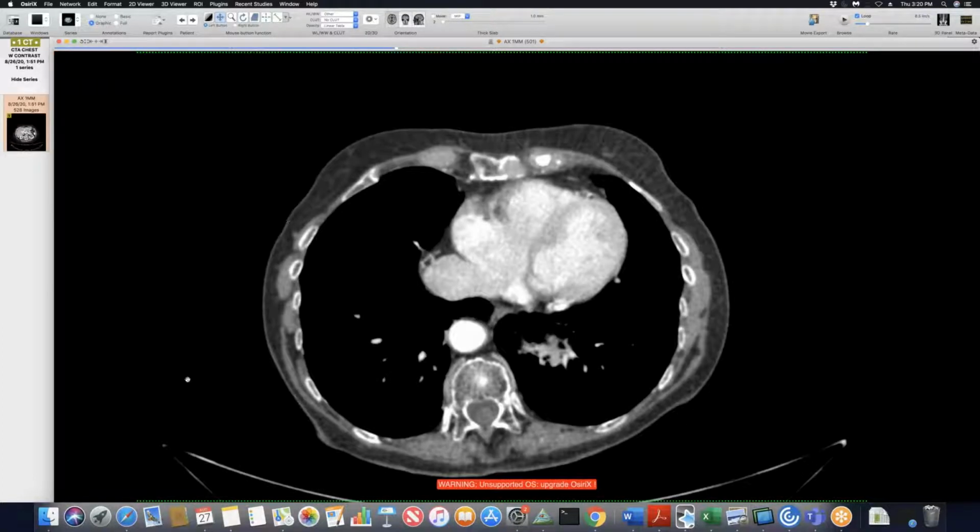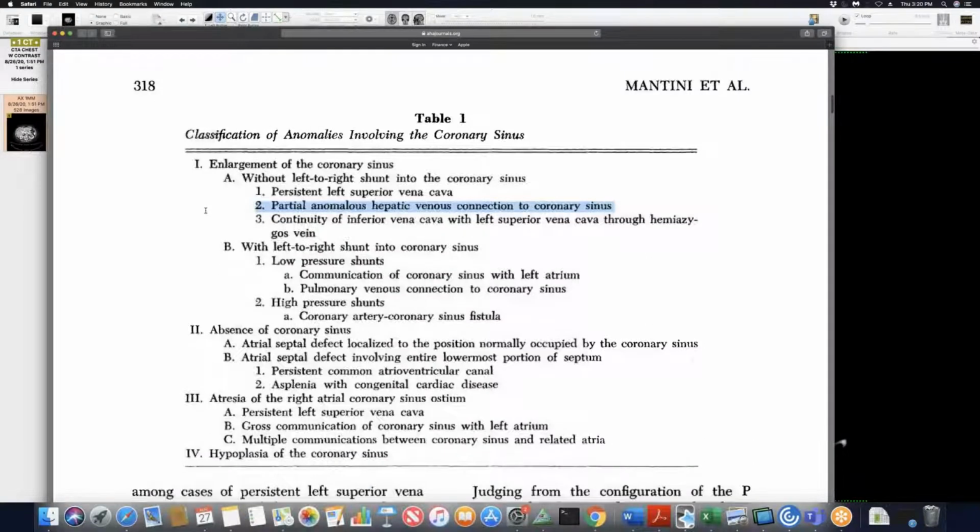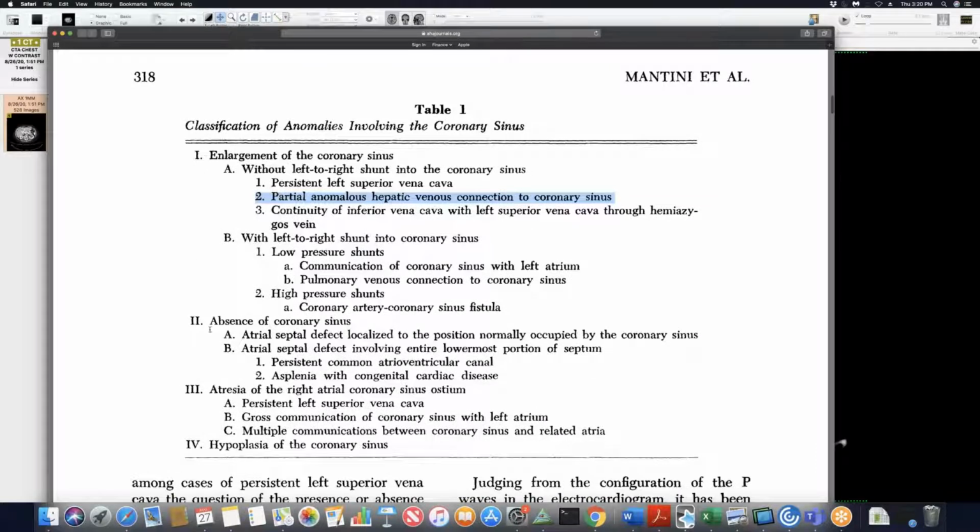So Art was able to find a nice paper to show me. This paper gives a really good breakdown of coronary sinus abnormalities. And here are the categories. We're dealing with this category here, number 1, where there's an enlarged coronary sinus, and within that, it's broken down by whether a left to right shunt is present or not. And in this case, there isn't.